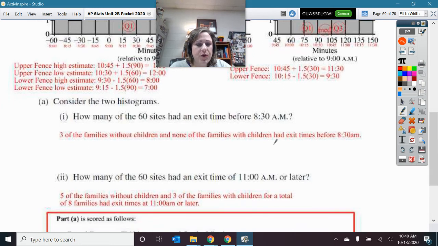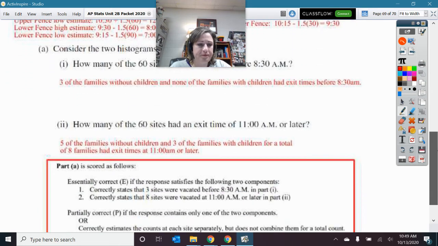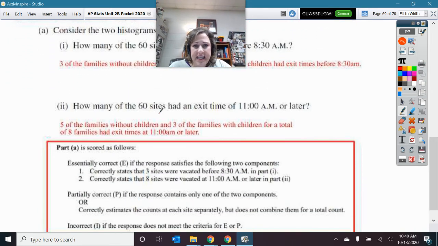Anyway, how many of the 60 sites had an exit time before 8:30? 3 of the families had an exit time before 8:30. There were families without children. None of the families with children exited before 8:30. How many of the 60 sites had an exit time 11 a.m. or later? I went ahead and said 8 total, but I differentiated, so 5 families without, 3 with. You didn't have to differentiate to get credit on that.